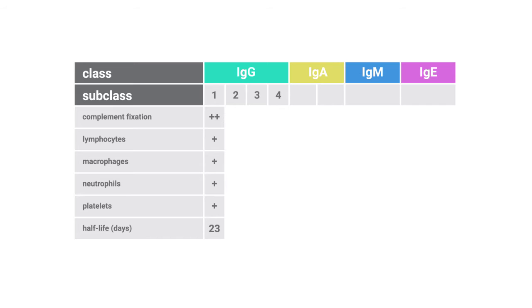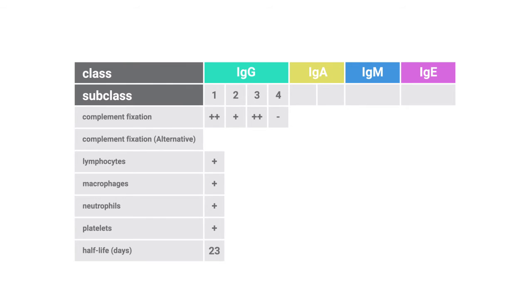Now, in decreasing order, IgG subclass 2, 3, and 4 are also produced in bulk. All of these can activate complement fixation except for IgG subclass 4. Alternative pathway of complement fixation is accomplished by 3 and 4. Binding to lymphocytes occurs with all 4 of these subclasses.